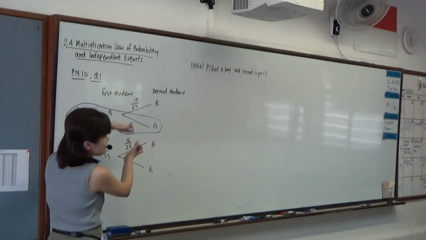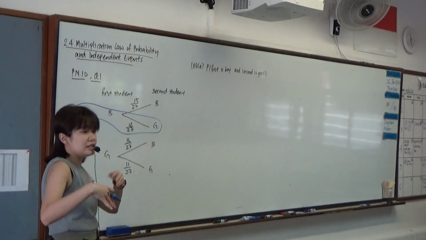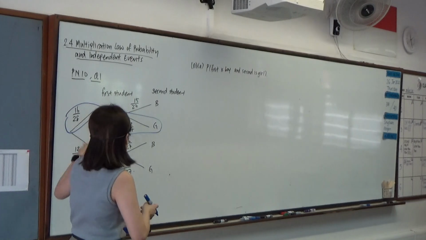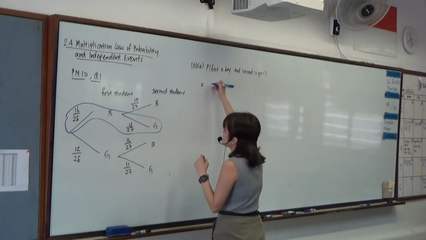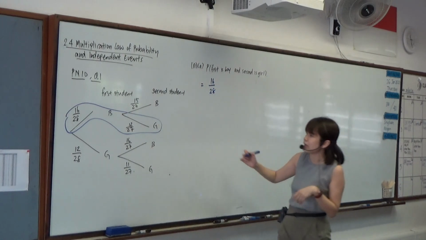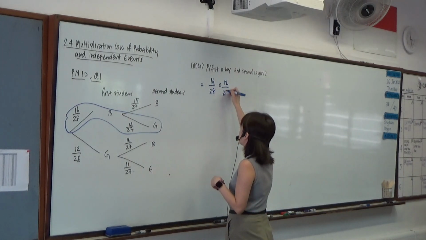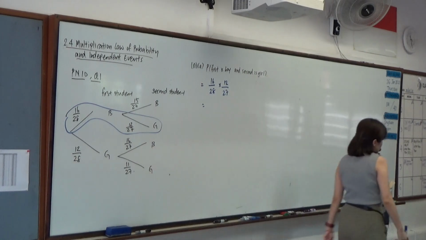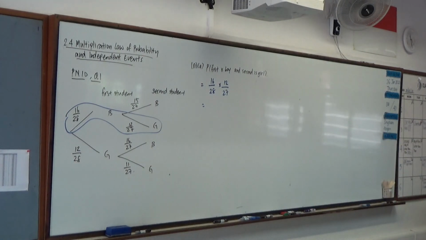If it's a separate path, that means it splits up, then we do addition because they are mutually exclusive. So in this case, our probability would be calculated by 16 over 28 times 12 over 27. Then you put that into your calculator and get the answer 16 over 63.